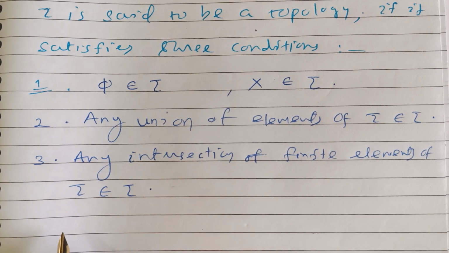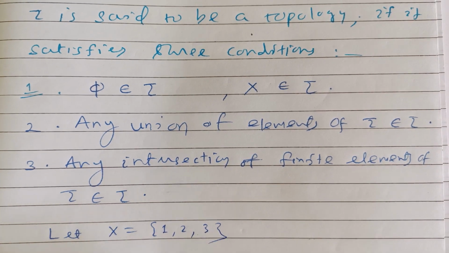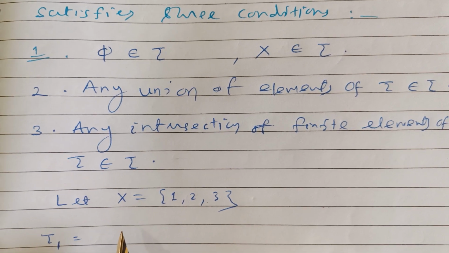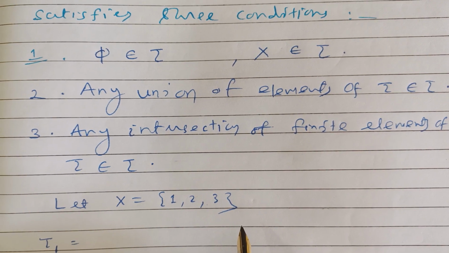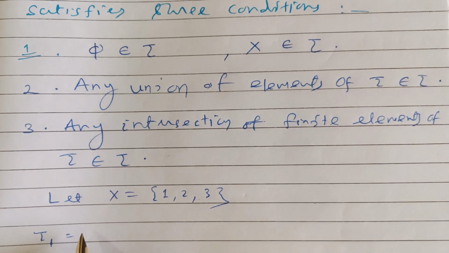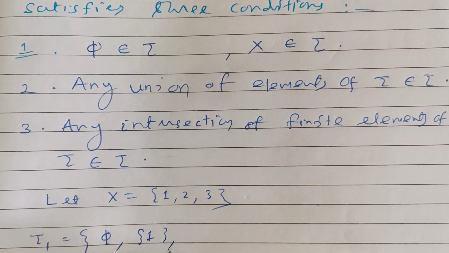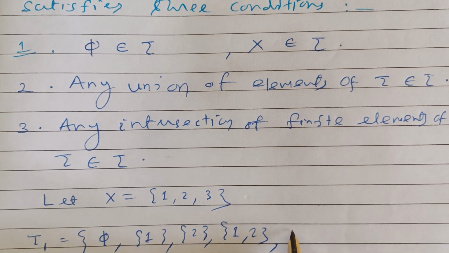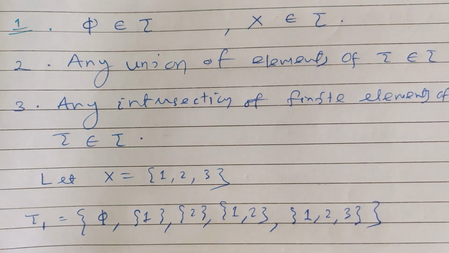Let us examine, friends. Let X equal {1, 2, 3} be a set, and let us consider some collections of subsets of X. We need not write all the subsets of set X. We have already studied that. Let us take some collections. Let one collection be {phi, {1}, {2}, {1,2}, {1,2,3}}. We shall call it tau 1.